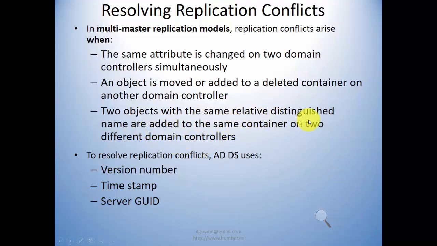So if two objects with the same relative distinguished name are added to the same container on two different domain controllers, then also it will resolve these issues. To resolve replication conflicts: version number, timestamp, server GUID. What is a replication conflict? What do you know by it? What do you understand by this? Replication conflict occurred means, so something that was being replicated is also being replicated somewhere else as well.